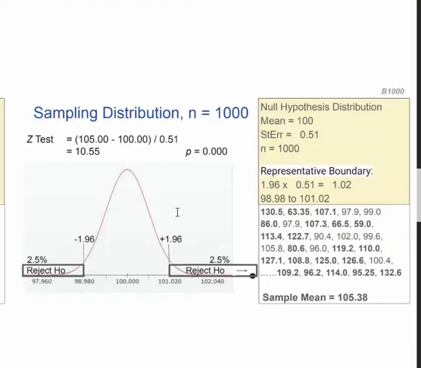Okay, for a sample size of 1,000, well, our sample mean is definitely in the reject zone. The z-test is 10.55, which says that our standard error is just like 0.51, right? So we have a sample mean of 105.38 between where the null hypothesis says the population mean should be and our sample mean. That's 10.55 standard errors out there. It's way out there. P-value, you wouldn't get this due to sampling error very often. The probability is essentially 0.